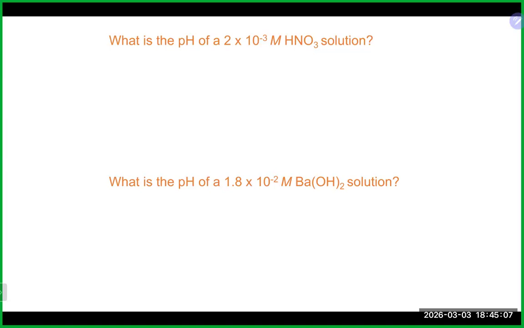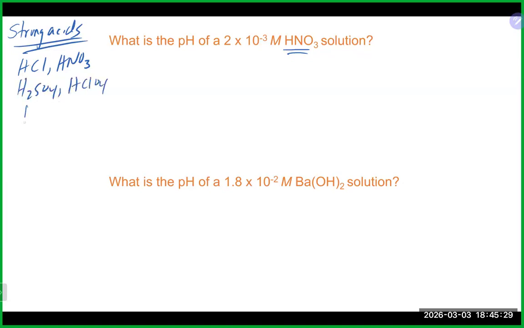Okay, so let's take a look. Once again, we have the pH of 2 times 10 to the minus 3 molar nitric acid. Again, knowing those 6 strong acids we saw earlier is really important. Nitric acid is right there on the list, along with H2SO4, perchloric, hydrobromic, and hydriodic acid.